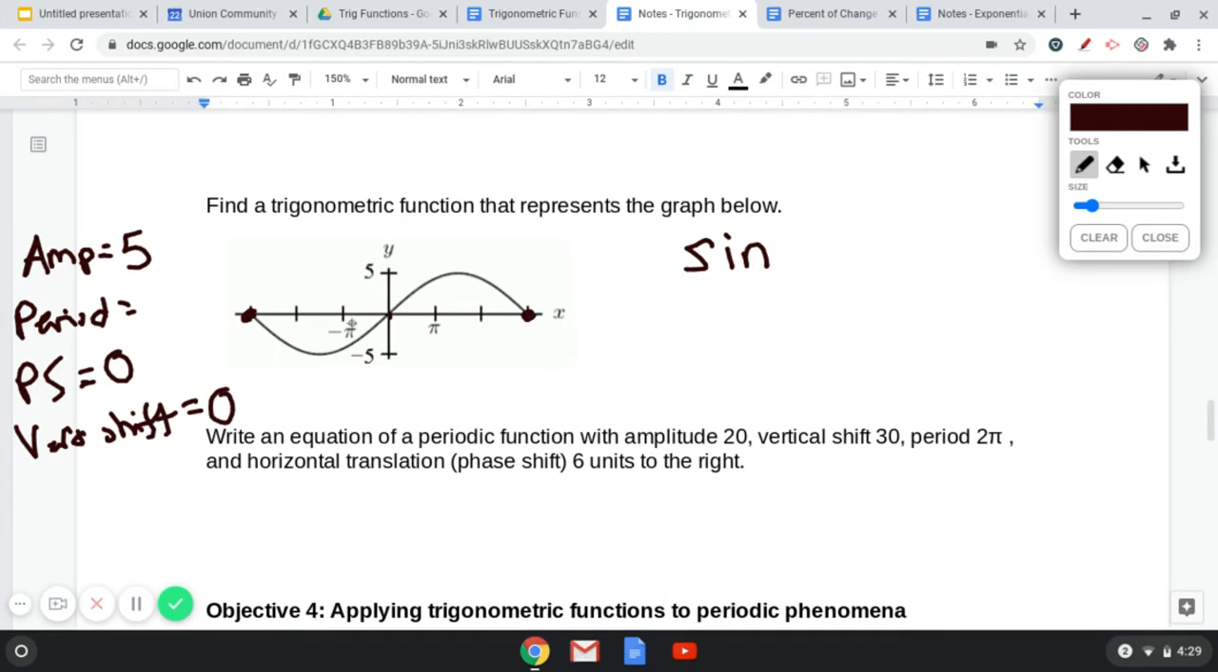Let's see, so this unit is negative pi, and this one is pi, so this will be negative 2 pi, negative 3 pi, 2 pi, and this one will be 3 pi. Which means our period goes from negative 3 pi all the way to 3 pi, which is a total of 6 pi. Okay. Now, I'm actually just going to write this below.